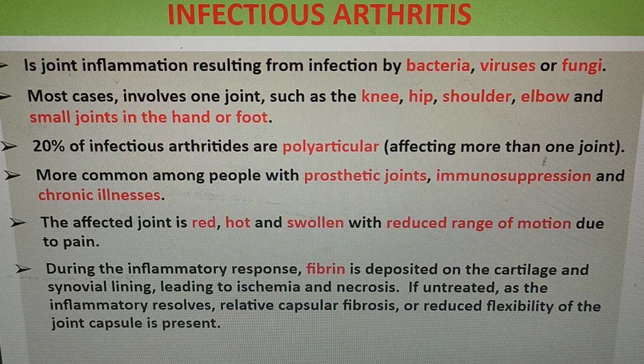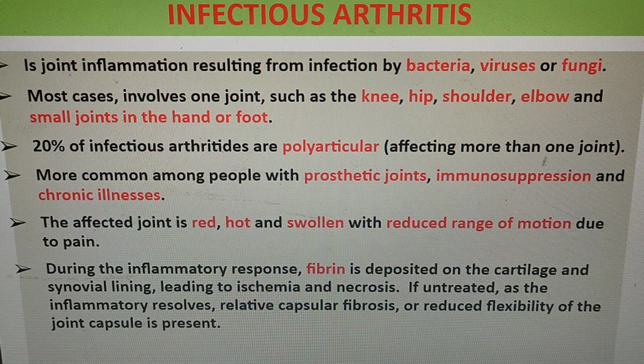Okay, so moving on to the condition infectious arthritis. It is a joint inflammation resulting from infection by bacteria, viruses, or fungi. Most cases involve one joint, such as the knee, the hip, the shoulder, the elbow, and small joints in the hand or foot. So 20% of infectious arthritis are polyarticular, affecting more than one joint. So that's only 20%. More common among people with prosthetic joints, immunosuppression, and chronic illnesses.